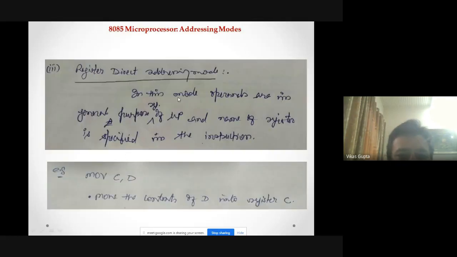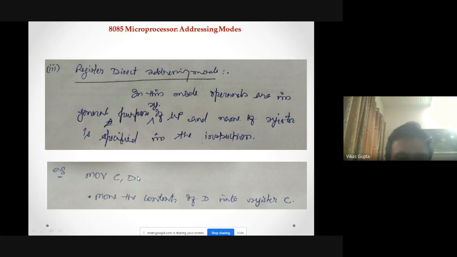And in the register direct addressing mode, the registers are involved. In the instructions, the registers are there to manipulate the data. For example, the instruction is MOV C, D. Here, we are moving the content of the D register into C. And remember, the content of C is overwritten, but the content of D remains the same.